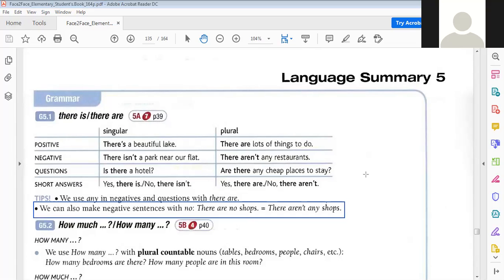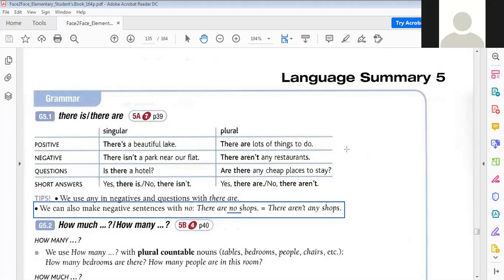We use any in negatives and questions with there are. We can also make negative sentences with no. There are no shops. There aren't any shops. So this is another new option you can use. So instead of using any, you can also use no.